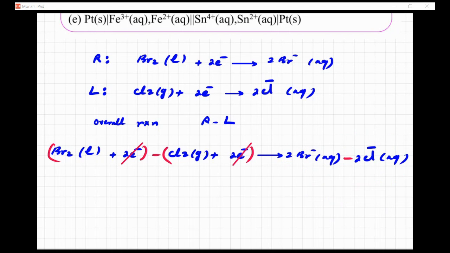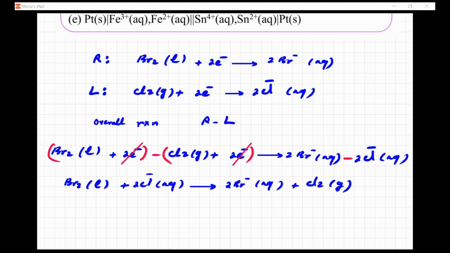What do we have now? Of course, I will have to write the overall reaction: Br2 liquid plus 2Cl minus aqueous gives you 2Br minus aqueous plus Cl2 gas. This is your overall reaction.